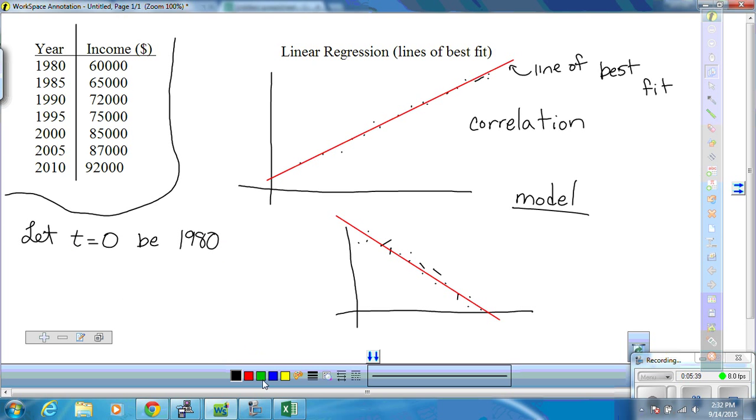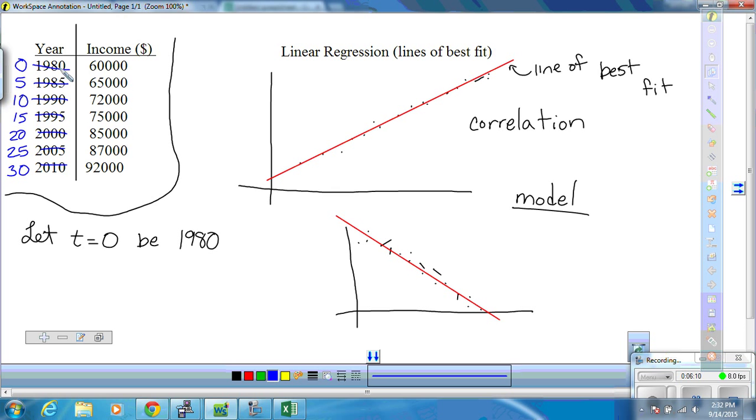And when they do that, they're basically saying, okay, let 1980 be 0. So 1985 would be 5, and 1990, well, that's 10 years later. And then 1995 would be 15, and 2000 would be 20, and 2005 would be 25, and 2010 would be 30. And so when I'm putting my data in, instead of using the year 1980 or 1985, I'm going to change it to make that year be 0.